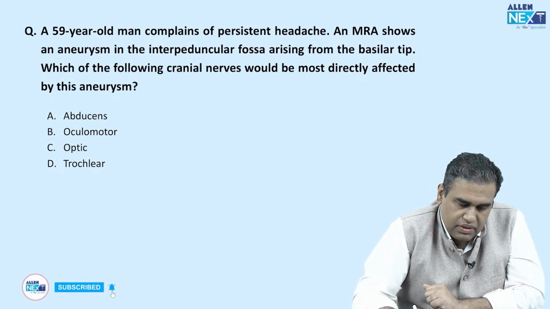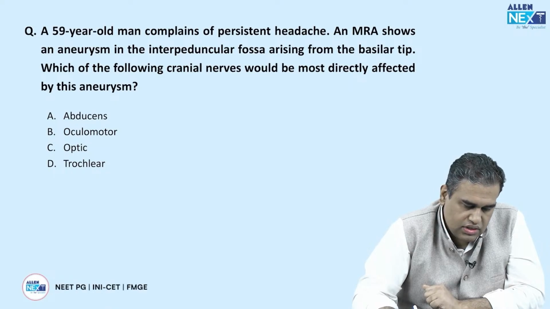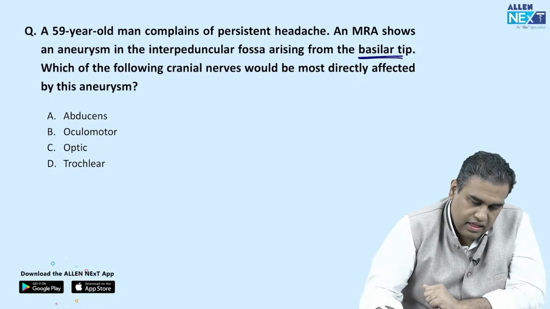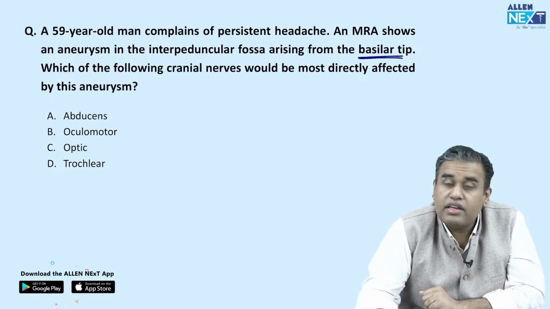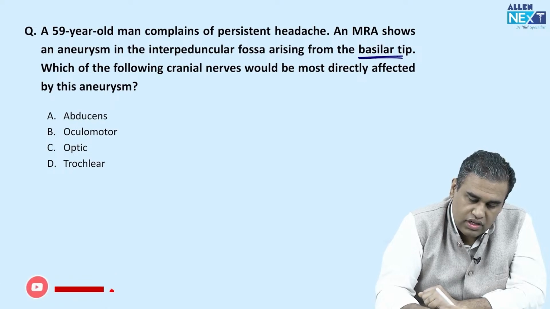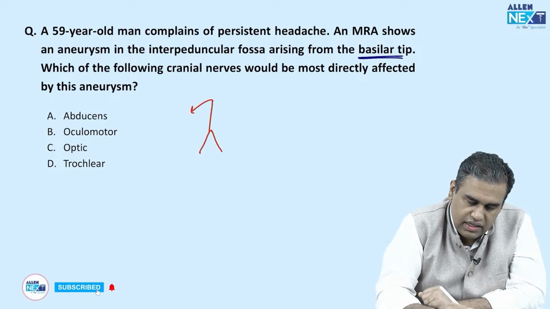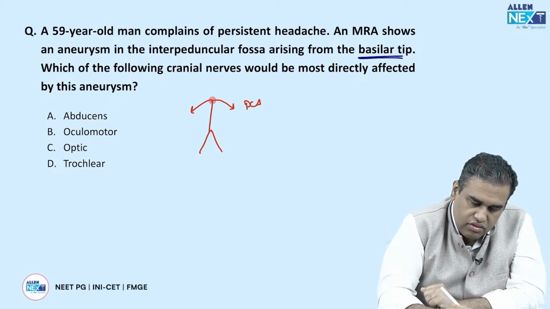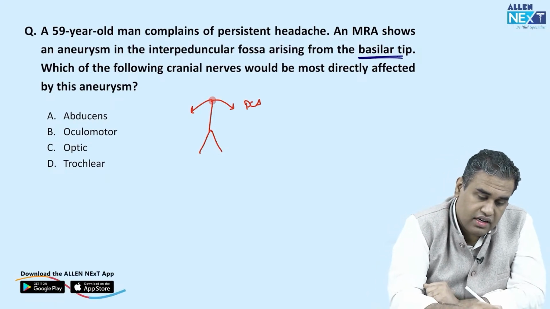A 59-year-old man complains of persistent headache. An MRI shows an aneurysm in the interpeduncular fossa arising from the basilar tip. Which cranial nerve would be most directly affected by this aneurysm? Basilar tip is what? We have the two vertebral arteries. They give the basilar artery, which divides into two posterior cerebral arteries. Where is the aneurysm? The aneurysm is right over here. Which cranial nerve is related over here?